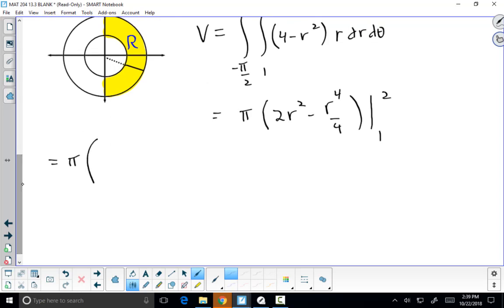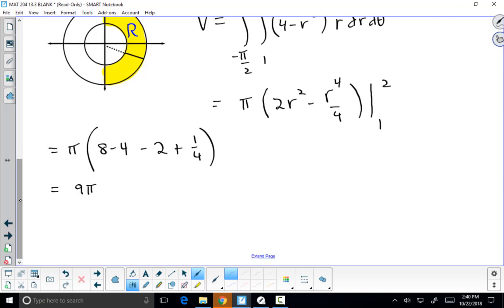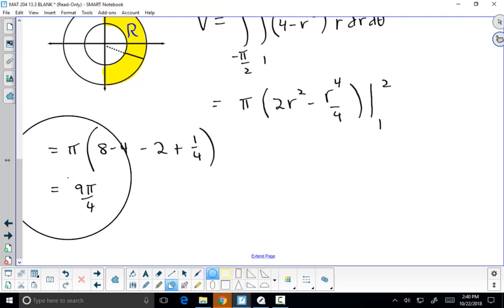Plugging in the 2 gives 8 minus 4, minus, plug in the 1, minus 2 and plus a quarter. So we get 2 1/4, which is 9/4, so 9 pi over 4. Is that right? 4, yeah, I think that's right. All right, so that's the volume that sits above that semi-annulus and below the paraboloid that's upside down.